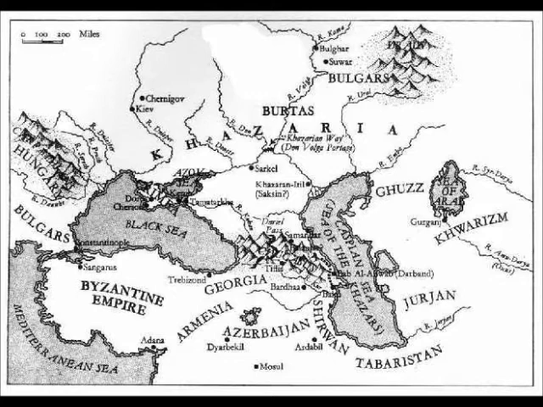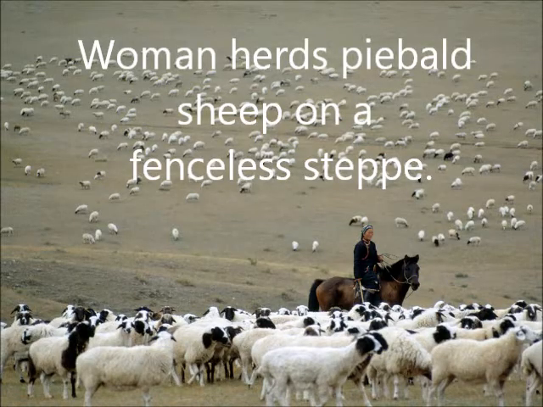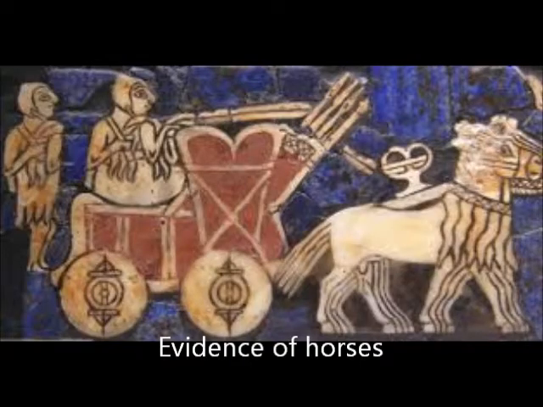And we have reason to believe that they were already able to domesticate animals, because a lot of the artifacts that we've uncovered suggest that they herded cattle, sheep, and goats. And we also know that they were using horses as a basis for transportation and to pull their chariots.